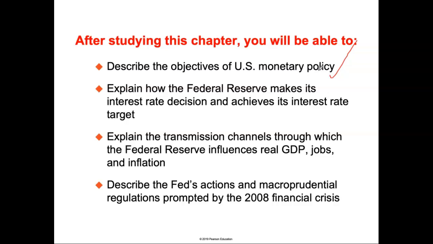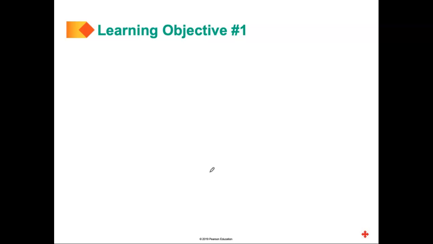And then finally, we'll describe the Fed's actions during the 2008 financial crisis and the steps it took to try to mitigate the crisis and help the United States out of a recession. These are the things we'll essentially be looking at. To actually understand a chapter, I feel like you need to know these objectives. Once you know the objectives, you should be able to understand the chapter fully. So learning objective number 1: we'll be looking at monetary policy objectives and framework.